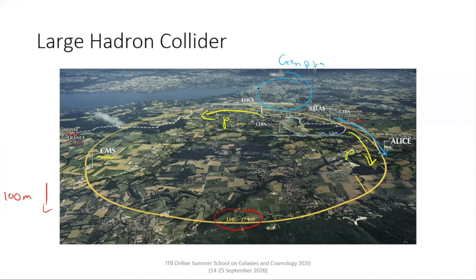One is CMS, the others are LHCb, ATLAS, and ALICE. These four interaction points have detectors to detect the products of the collision. The ones that interest us are ATLAS and CMS. They are general purpose detectors. LHCb is very specific. It's looking for B hadrons, but it can also probe dark matter in some models. ALICE is looking for the quark gluon plasma. So they have four interaction points here.